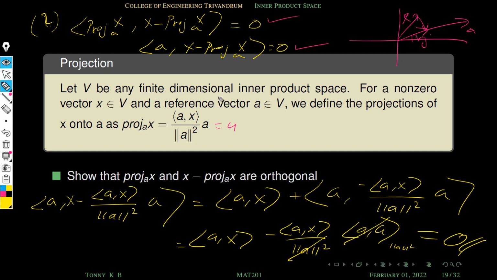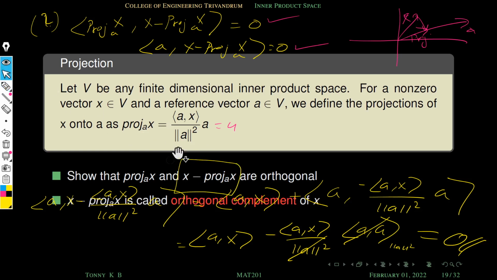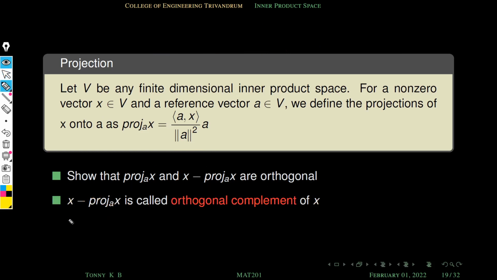Here we consider the general inner product space. We define this as the orthogonal complement, like our v in 2D. So yes, x minus the projection of x is called the orthogonal complement of x.